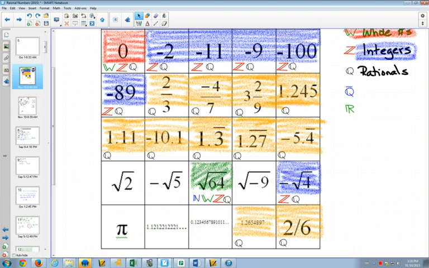What's going to happen, and the thing that I want you to notice, is if something's a natural number, it will also be a whole number, integer and rational number. So Q can be everything. You have Q on every single one of them. All of the ones so far are rational numbers.